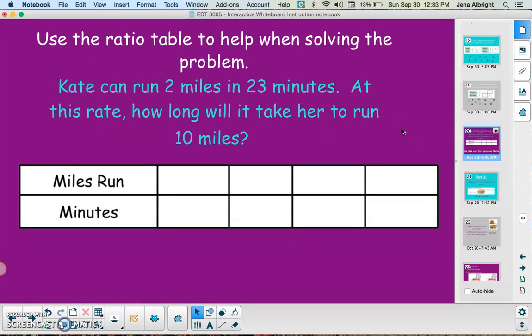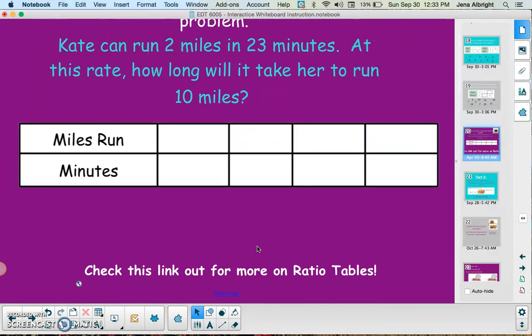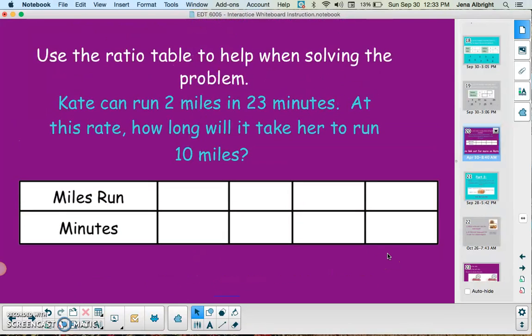Now students are asked to use the ratio table to help when solving the problem. I have embedded a ratio table for them to use as they choose to figure out how long it will take Kate to run 10 miles. If students are still confused and maybe they didn't watch the link at first on ratio tables, they are now able to click on that same link to provide them with more information on how we can solve this problem.